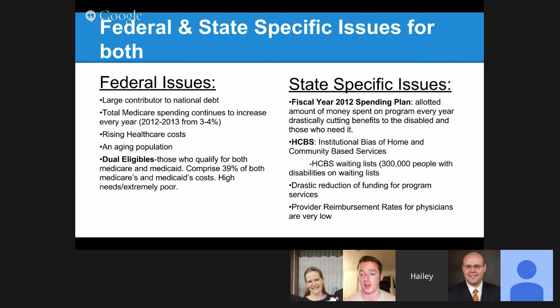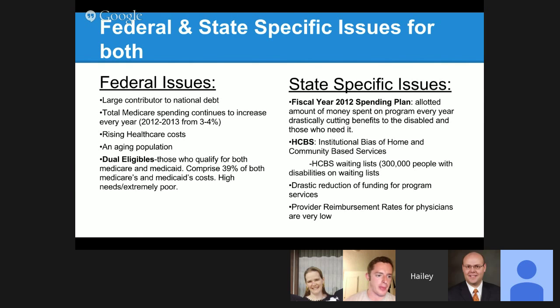receive Medicare and Medicaid. Also, there is drastic reduction of funding for program services, so that kind of goes along with the fiscal year 2012 spending plan. And also, provider reimbursement rates for physicians are very low. Basically, I mean, it just says what it is. Physicians aren't getting reimbursed completely for Medicare and Medicaid covering their patients or whatnot, and they're being shorted.